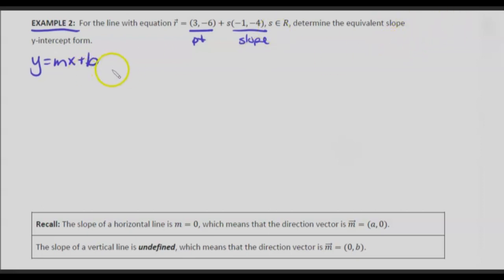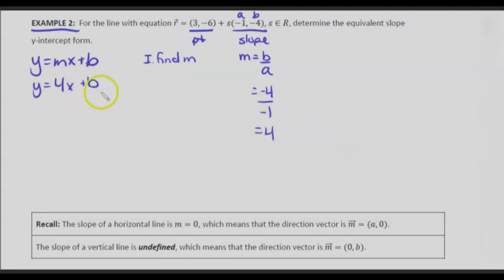So the 3 steps to find the equation of a line: first, find the slope. Find m. So if this is (a, b), and we're thinking of the slope, we're thinking of b over a. So we're thinking of -4 over -1, which is just 4. So let's go ahead and sub in that 4 to where the m is.